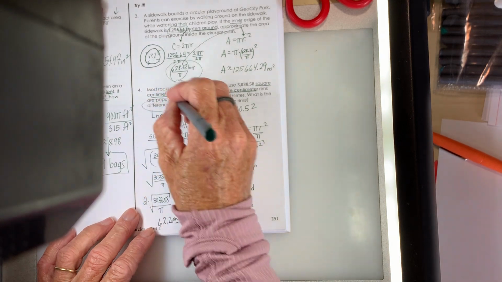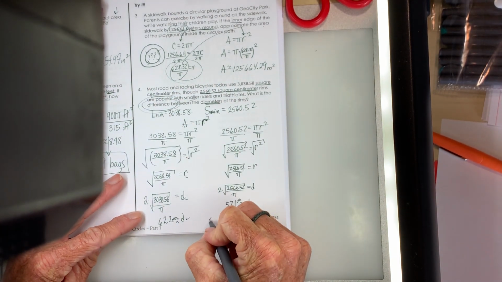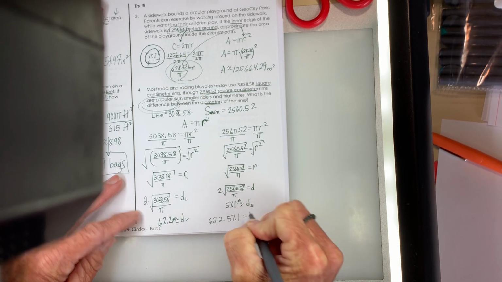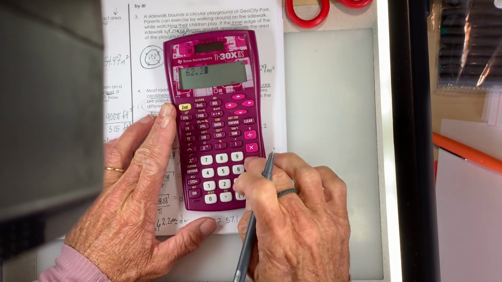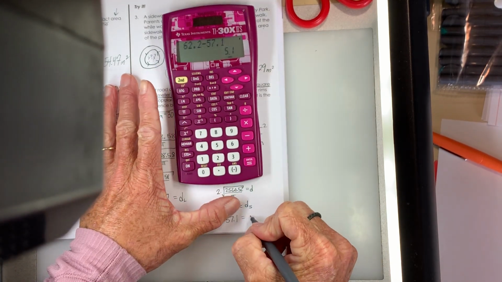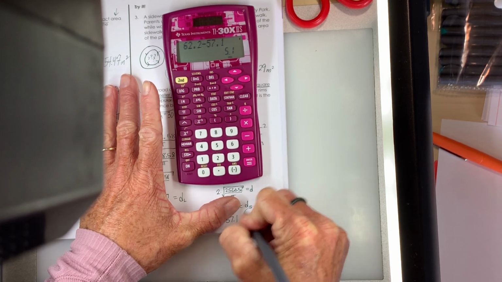So now I have what I need to know to answer the question. I want to know what the difference is in those diameters. So the large diameter minus the small diameter. And we end up with a difference of about 5 1/10 of a centimeter.